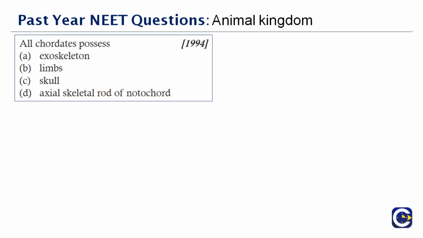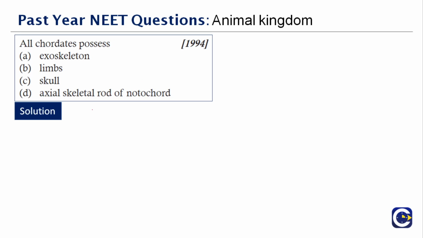All chordates possess dash. This is also a very easy question for you to answer. We already discussed what is Chordata, right? Any more explanation that you require for this? See, Chordata is an animal of the phylum Chordata. During some period of their life cycle, chordates possess a notochord, a dorsal nerve cord, a pharyngeal slit, an endostyle and a post-anal tail. These five anatomical features define this phylum.